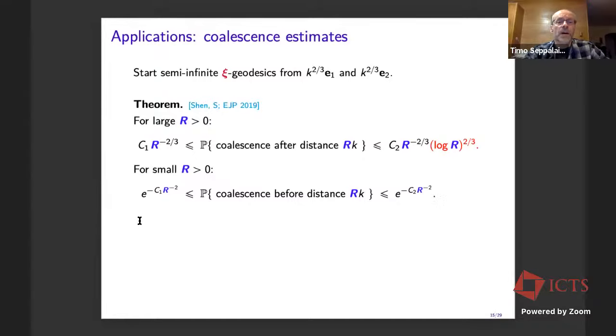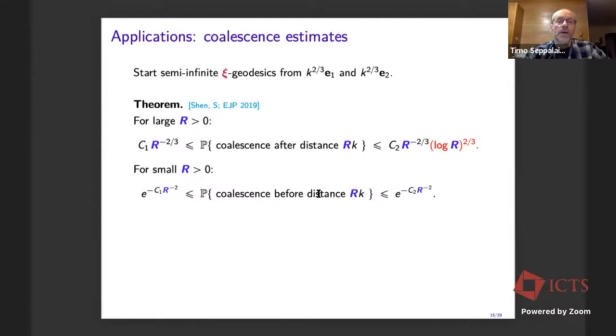So here we have probability bounds, both on coalescing too late and coalescing too soon. So the first bounds here are for coalescing too late. So here capital R is large, and you ask about the probability that you don't coalesce before going distance r times k. So that probability goes down like r to the negative 2/3. And then the other case is that where you ask for a small r, you ask that you coalesce too soon, that you coalesce before you reach distance r times k. So that probability goes down like e to the negative constant times r to the negative 2.